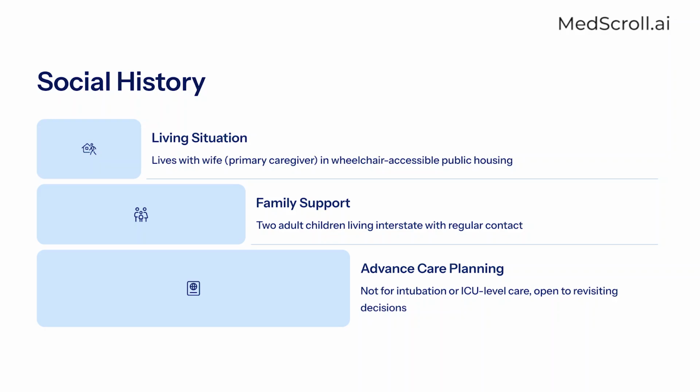Mr. Black is married, with his wife serving as his primary carer. They live in public housing with wheelchair access, and he receives support through the NDIS, including a support worker twice weekly. His 2 adult children live interstate and maintain regular contact. He is a former truck driver, retired due to health complications. He quit smoking at age 50 after a 30-pack year history and drinks alcohol occasionally.